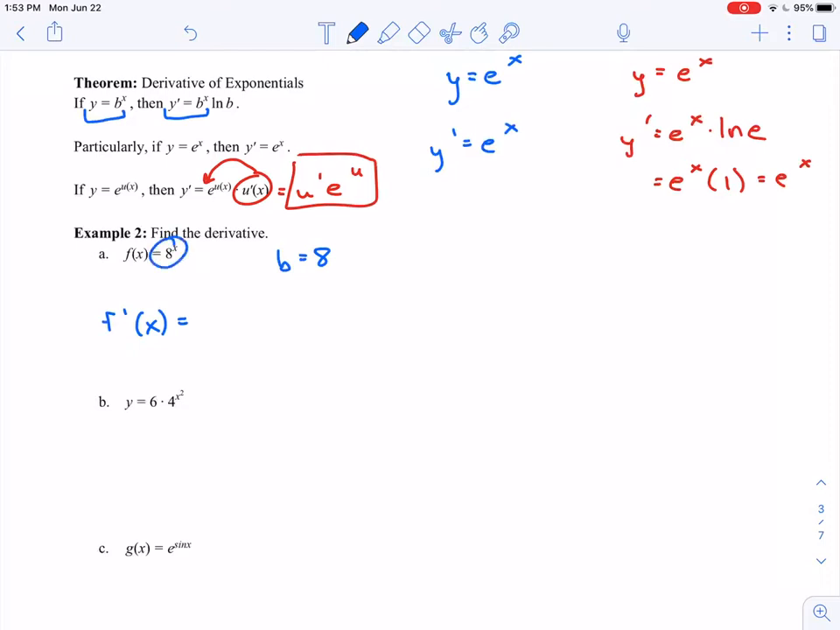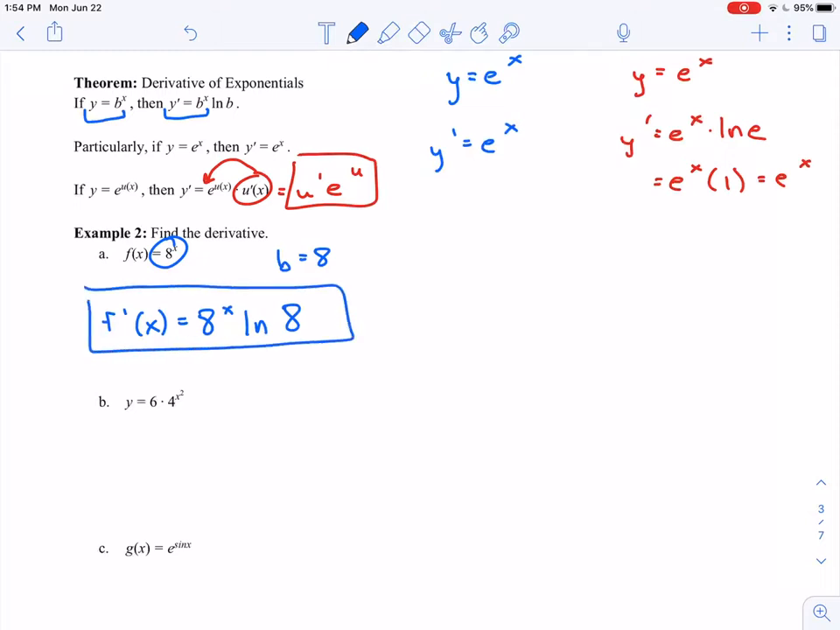So we said that that part's going to stay exactly the same. I'll still have 8 to the x power, but I said, well, we just have this extra part, and that's where this part is coming from, this natural log of b. So I just need to multiply this by natural log of whatever my base was. In this case, my base was 8. So I'm going to multiply that by natural log of 8. And there is my derivative.